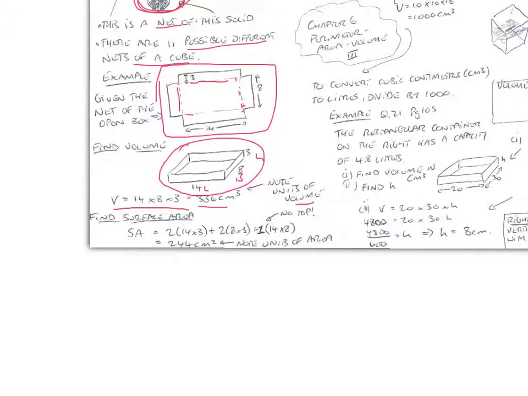And if we want to find the surface area, that's found by multiplying 2 times 14 times 3, plus 2 times 8 by 3, plus 1 by 14 by 8, because there's no top part of the box. We look for the surface area, and our answer to that is 244 centimeters squared, because we're dealing with the units of area.